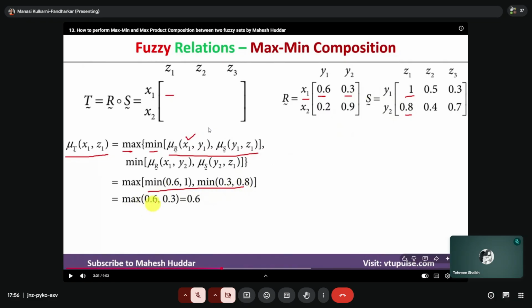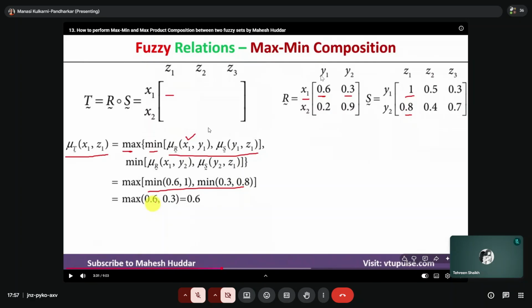Okay, everyone got it? How to perform this now? Max-min composition, please try to understand. That means inside, we take the minimum value, and then out of these minimums, whatever is the maximum, we are going to get it at this particular position. Now we need to fill this particular value, x1, z1. So how will we go? We'll start with x1 and we need to end with z1.